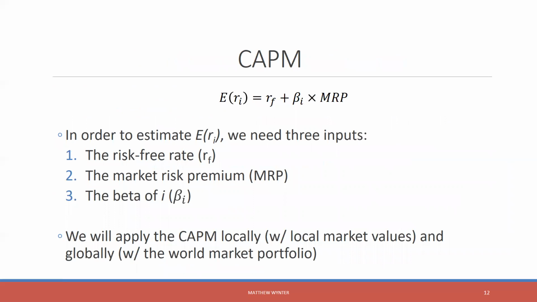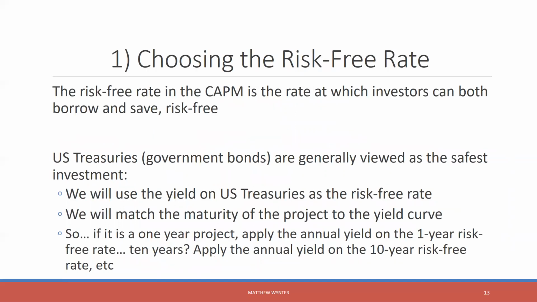Okay, let's turn to our CAPM. In order to estimate the expected return, we need three inputs. We need our risk-free rate, our market risk premium, and the beta of the firm. We will apply the CAPM locally, so we're going to use local market values, and then globally, and we'll see how very quickly we can encounter a different discount rate by going from local to global.